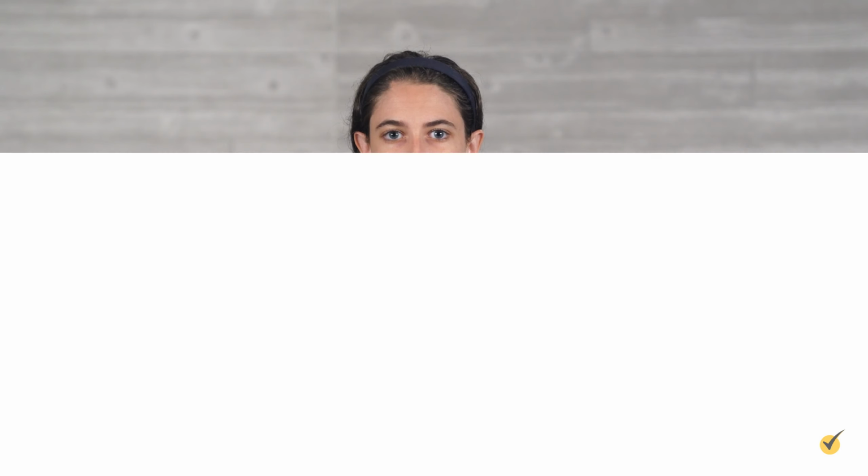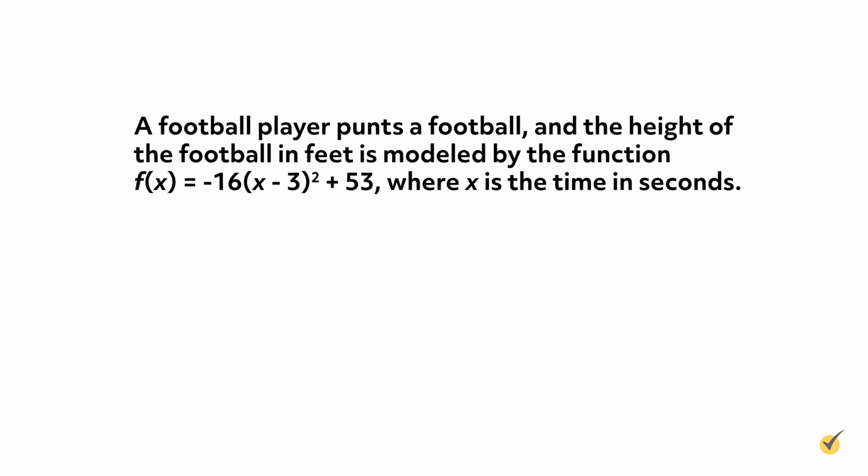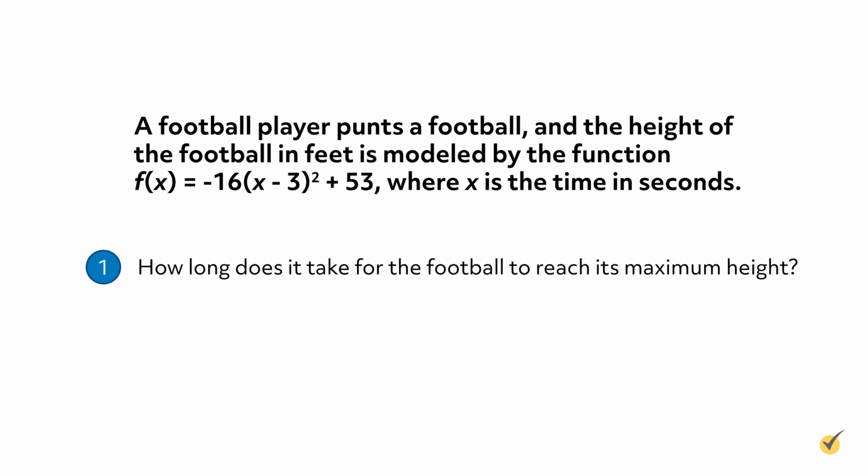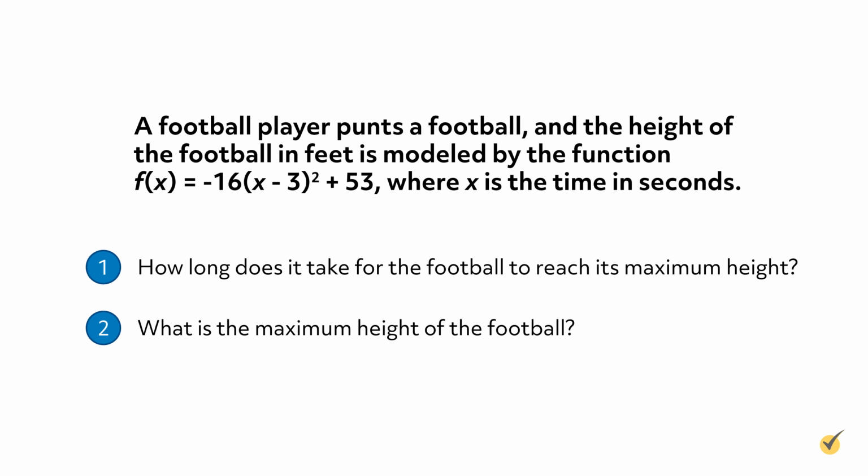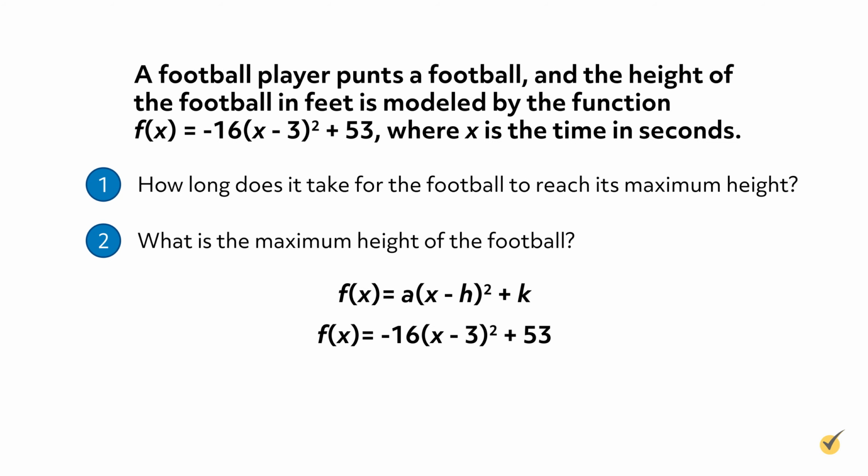Let's try one. A football player punts a football, and the height of the football in feet is modeled by the function f of x equals -16 times (x minus 3) squared plus 53, where x is the time in seconds. How long does it take for the football to reach its maximum height? And what is the maximum height of the football? The function is written in vertex form. The a for the function is -16, but we don't need a to solve this problem. All we need to know to answer the two questions is the coordinates of the vertex.